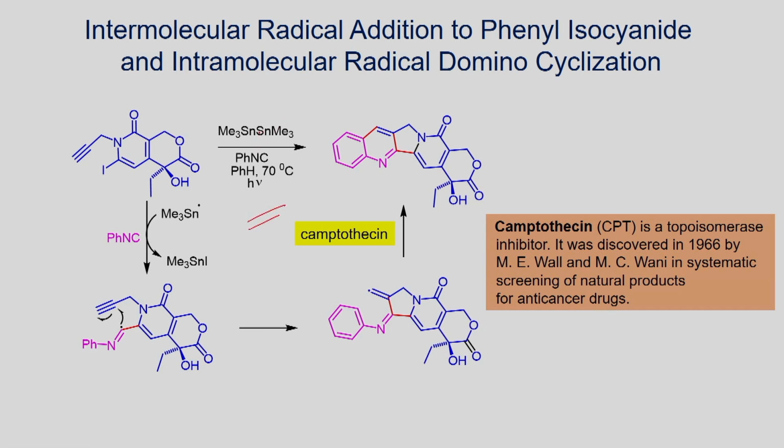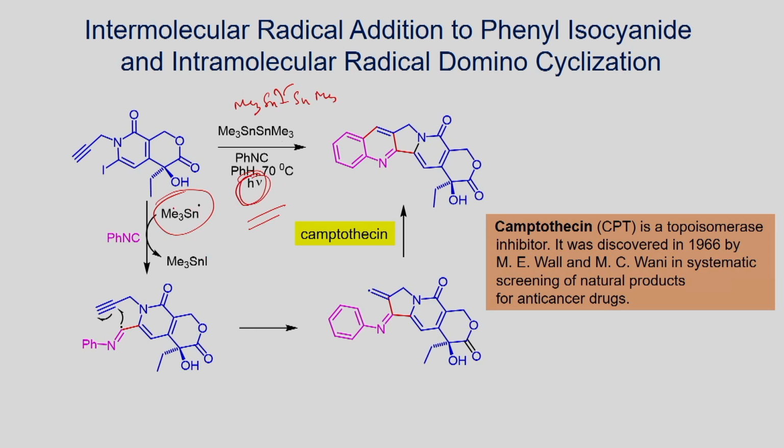So when you have the tin reagent, when you irradiate, this also can undergo homolytic cleavage. This bond is weak. Once you form this trimethyl tin radical in this reaction, when you heat at 70 degree Celsius in the presence of light, it can form the trimethyl tin radical.